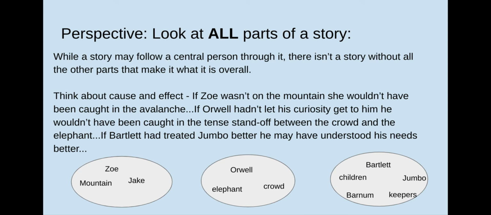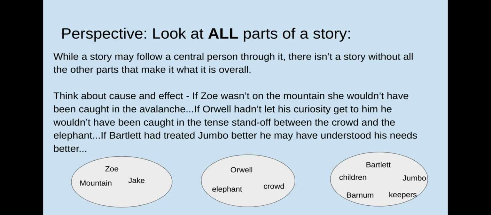Also, look at all parts of your quotes, all parts of the story that you are looking at in detail. While a story may follow a central idea or a central person through, there's always cause and effect. If someone or something is behaving badly or is a bad situation, please track back to find the cause of those situations. If we look at Paper 1, if Zoe wasn't on the mountain, she wouldn't have been caught in the avalanche. Same with Jake, of course.